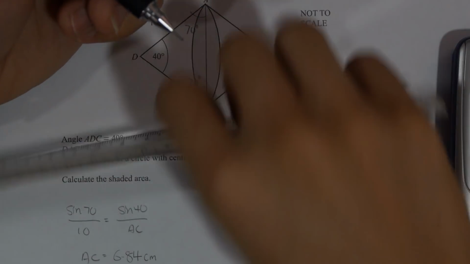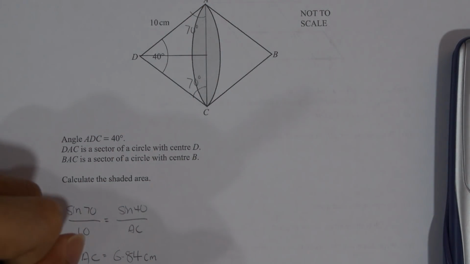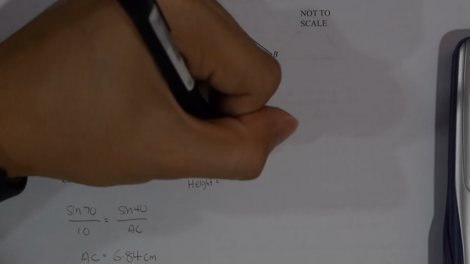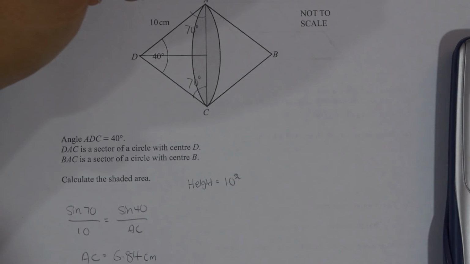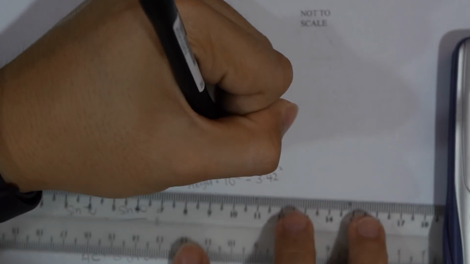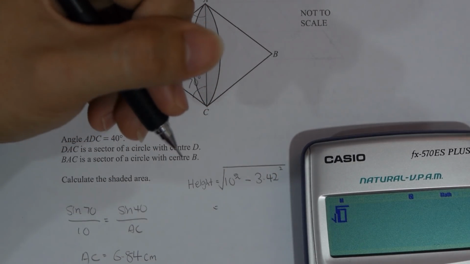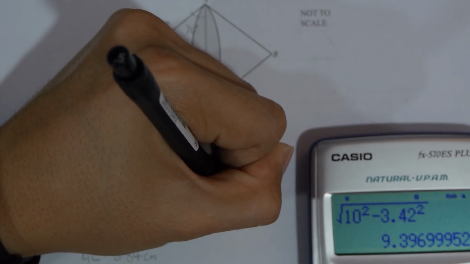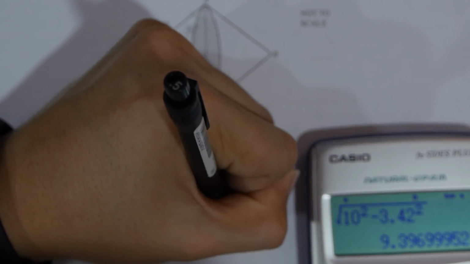So 6.84, we will have to cut it into half first. The height is actually 10 squared minus 3.42 squared, and square root it. So with this data, now we can calculate the area of the triangle.